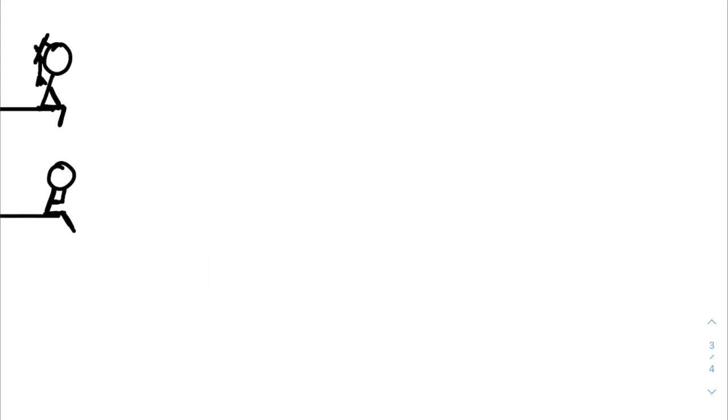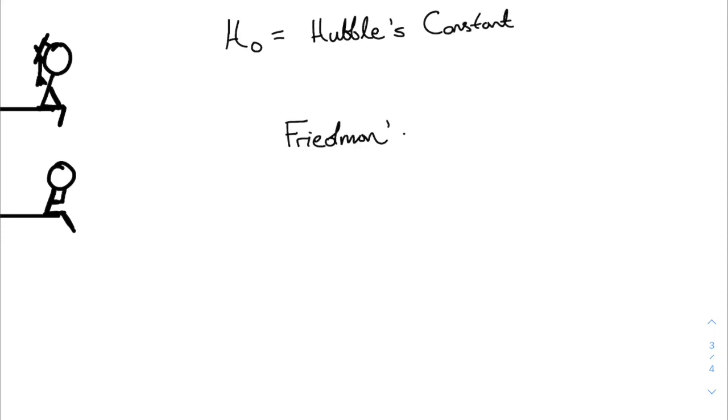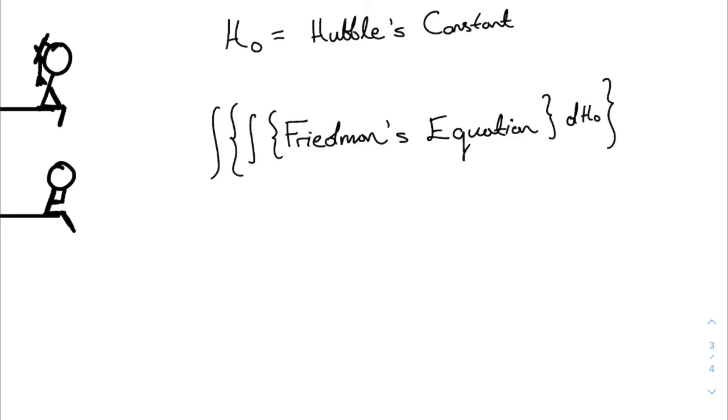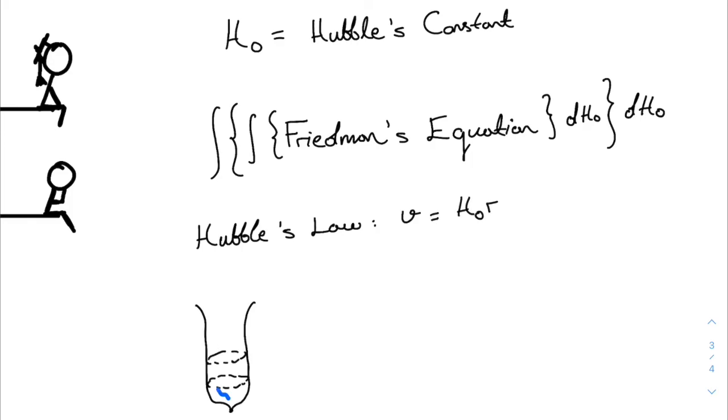Another application, which is arguably the most important for Friedman's equations, is Hubble's constant. Hubble's constant can be determined by integrating Friedman's equations a couple of times with respect to the constant itself, and when substituted into Hubble's law, given a specific distance, we are able to determine the rate of the expansion of the universe, as well as its age.